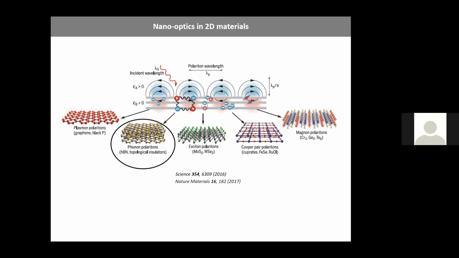So as I said, from these bulk materials that are difficult to engineer in some cases, we went to van der Waals materials, and there the first one was hBN, which was demonstrated to have phonon polaritons.